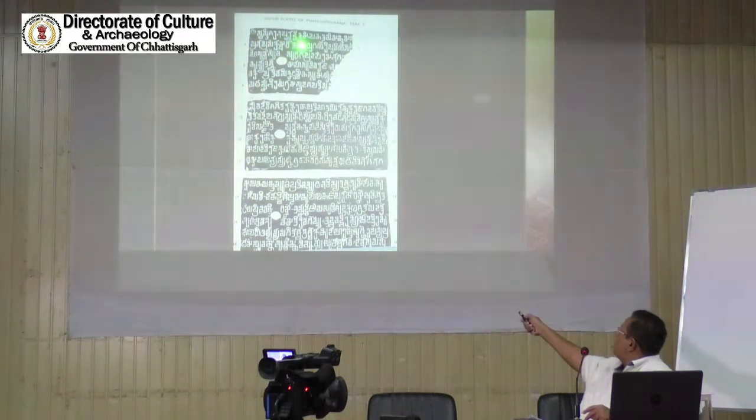Sharabhapura, Vikramaya, Aneka, like this it goes off here. See how the vowel is written here with an angular curve with two dots on either side.